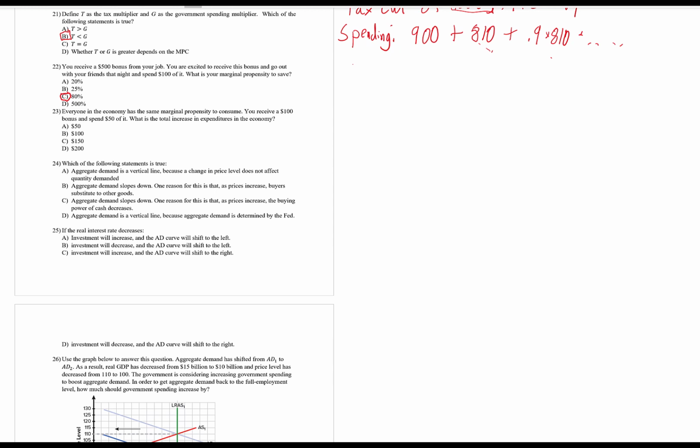So to determine the total increase in expenditures based on you getting a raise, we need to think about the expenditures multiplier. So in order to do the expenditures multiplier, what we need to know is marginal propensity to consume, because the expenditures multiplier, so M sub E, is equal to 1 over 1 minus MPC.